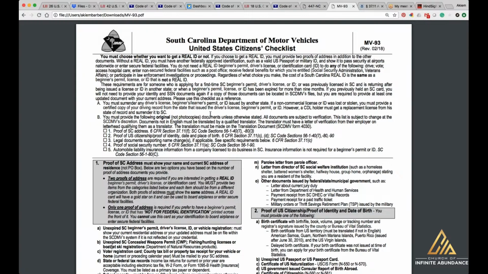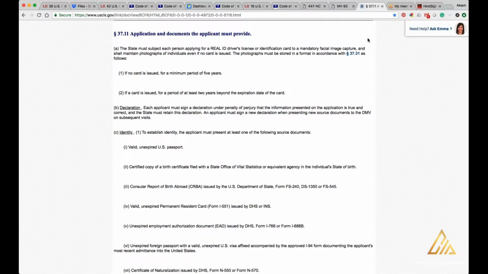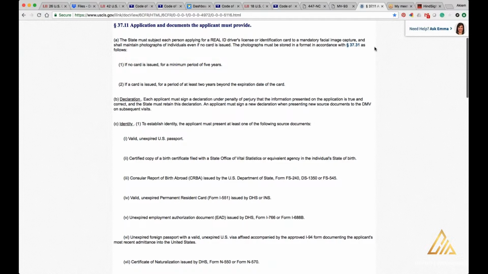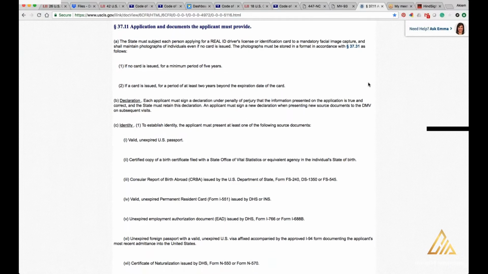But skip down. You see all of these little laws here? Proof of South Carolina address, 6 CFR section 37.11, and then the South Carolina Code section 56-1-40. Proof of citizenship, proof of identity, date of birth, 6 CFR 37.11, the same law that I wanted to read you. And I want you to look at this because this is what you're getting yourself into when you get any of their documents.